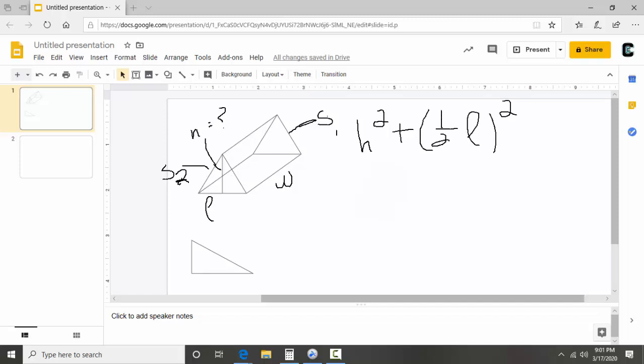Don't forget that has to be in parentheses. And that's going to equal S1 squared, or S2 squared. It doesn't really matter because they're the same one anyway, right? So what's different here, though, is the only numbers you get to plug in are L and S1. And you're going to be calculating this H2 here.